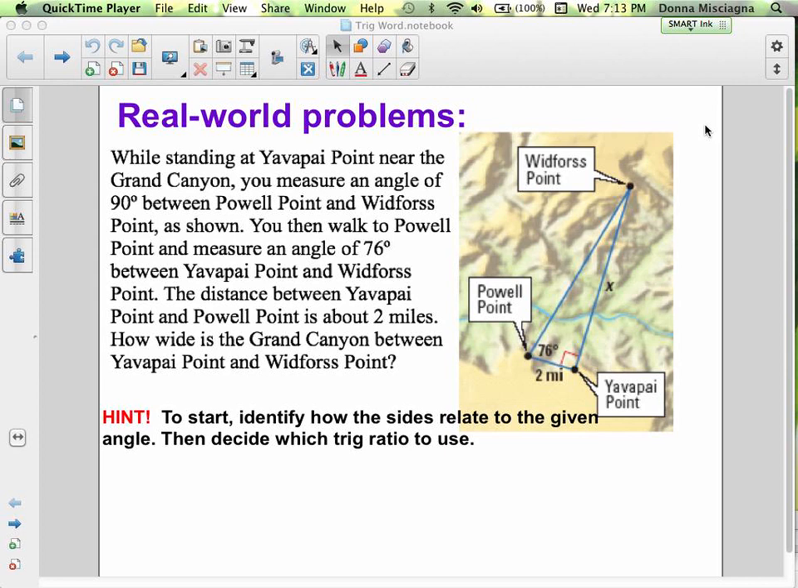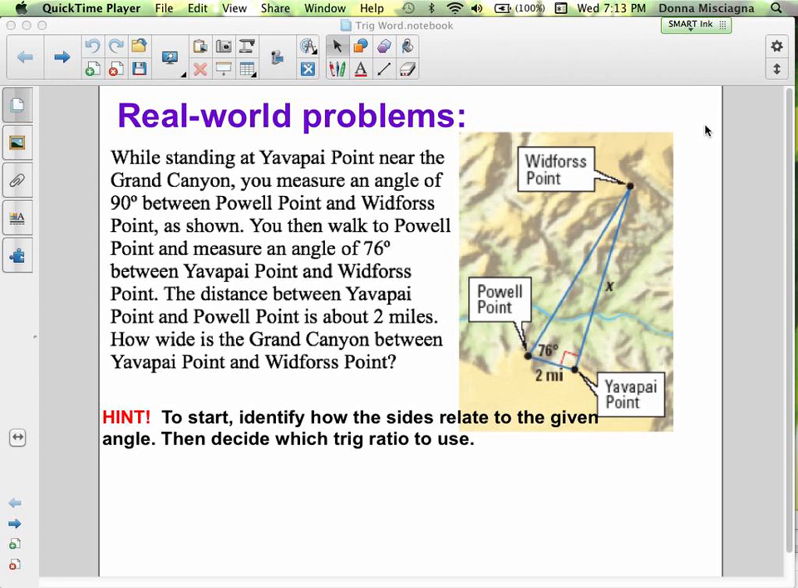So we can measure land on the ground. You can take one of those little rolly things and measure the land on the ground. You can measure angles, but you can't really measure across a canyon directly. However, indirectly, using trig ratios, we could. So when we're solving problems using trig ratios, we want to identify how the sides relate to the given angle to help us decide which trig ratio to use.